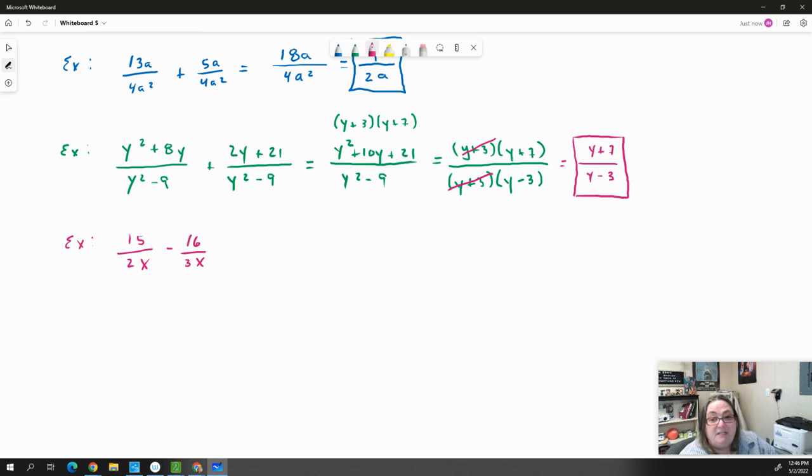So here I have 15 over 2x minus 16 over 3x. Clearly not the same denominators, correct?